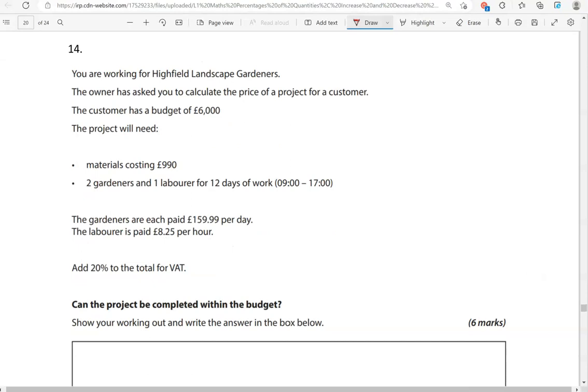You are working for Highfield Landscape Gardeners. The owner has asked you to calculate the price of a project for a customer. The customer has a budget of £6,000. The project will need materials costing £990, 2 gardeners and 1 labourer for 12 days of work from 9 to 17. The gardeners are each paid £159.99 per day. The labourer is paid £8.25 per hour. Add 20% to the total for VAT. Can the project be completed within the budget? Show your working out and write the answer in the box below.